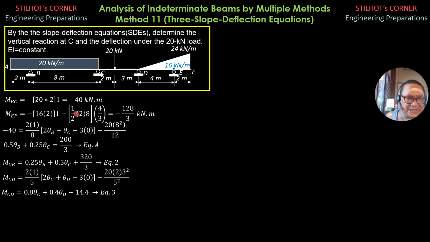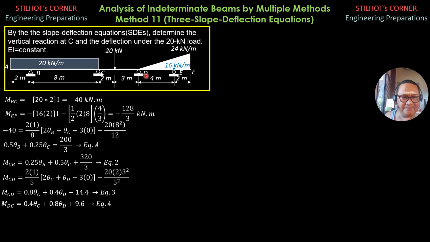Next, MDC. So MDC is 0.4 theta C plus 0.8 theta D, then positive 20 times 2 square, just interchange, and that's positive 20 times 2 square times 3 over 5 square. So that would be 9.6. Call that equation 4.